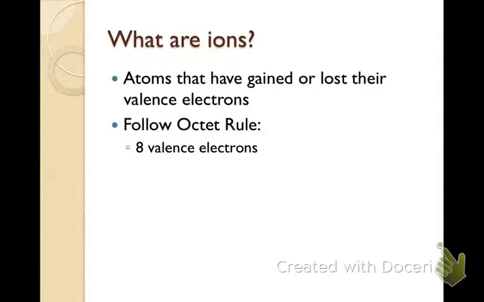So ions are pretty much atoms that have either gained or lost one of their valence electrons. And atoms will gain or lose some of their valence electrons in order to have a full outer shell, or a full valence shell. For most elements, a full valence shell would be 8 electrons. For hydrogen and helium, however, there's only 2 electrons that are able to be in their outer shell. Having 8 valence electrons is what we call the octet rule.